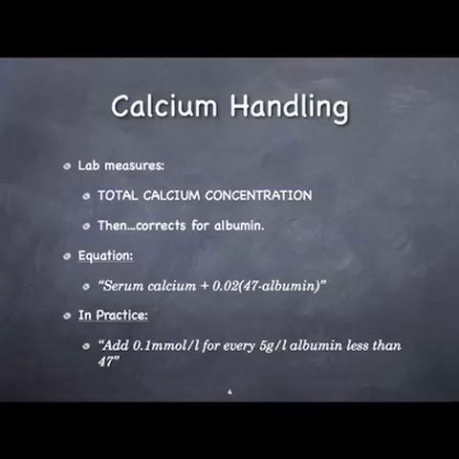fraction is decreased. Most commonly, corrected calcium is acquired using the formula serum calcium plus 0.02 times 47 minus the albumin. This basically means that the measured calcium is adjusted by 0.1 millimoles per litre for every 5 grams per litre that the albumin is less than 47.